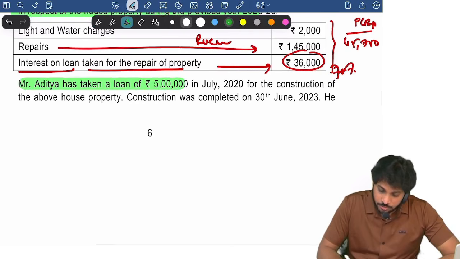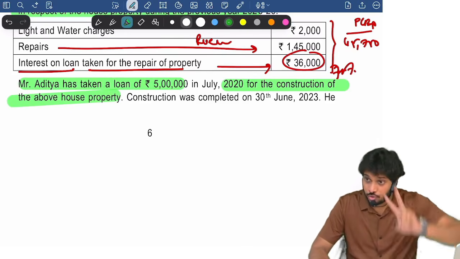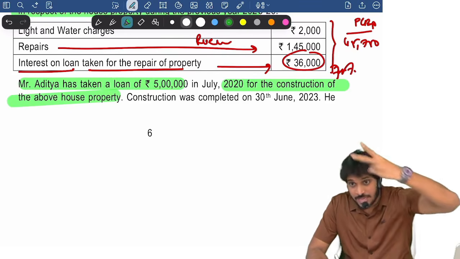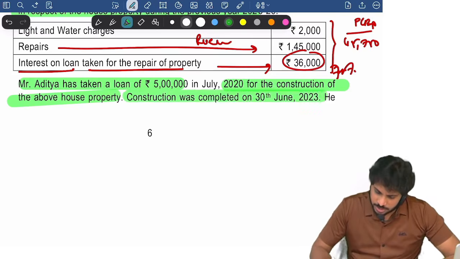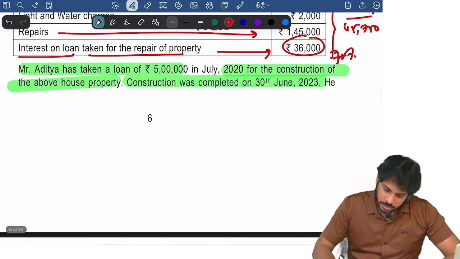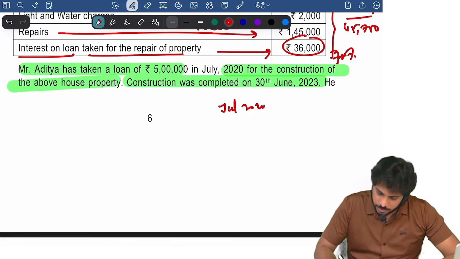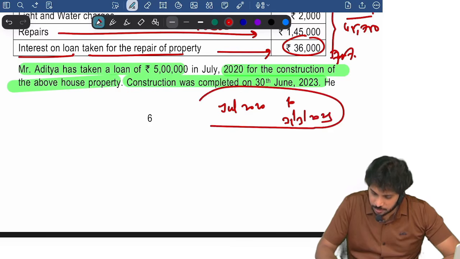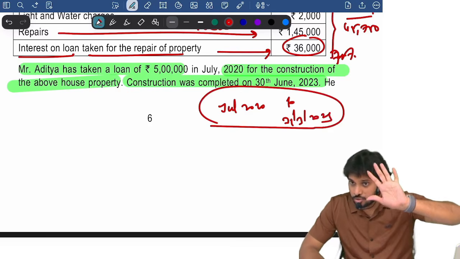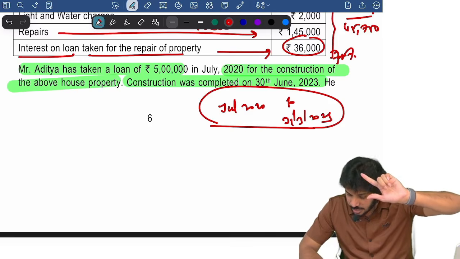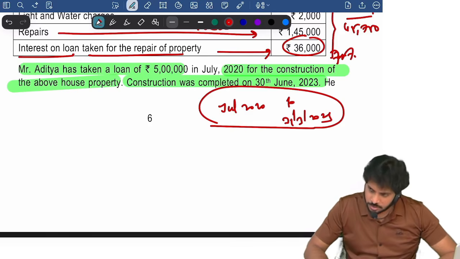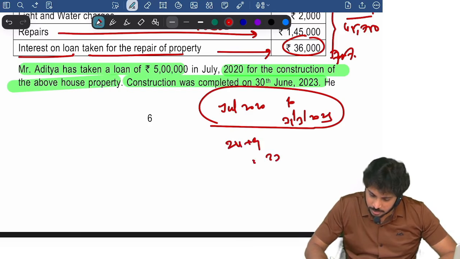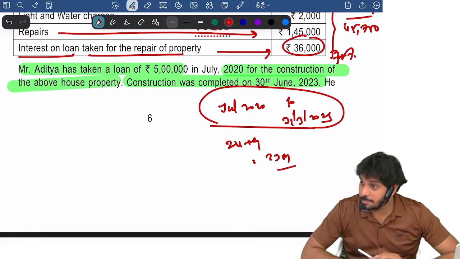Then Mr. Aditya has taken a loan of 5 lakhs for construction of the above house. So repair loan is there, we can claim interest on that. Construction loan, you can claim interest on that also. Construction was completed on 30 June 2023. So which means July 2020 to 31st March 2023 is the pre-construction period interest. So 2021, 9 months, 21-22, 12, 22-23, 12, 24 plus 9, 33 months is the PCP period.